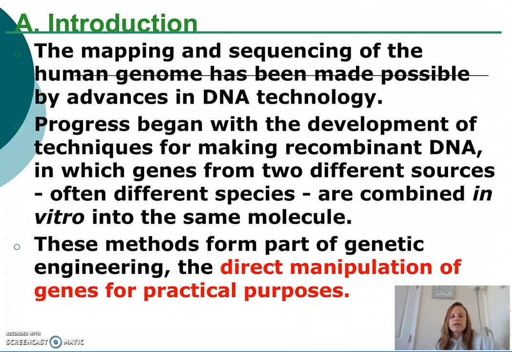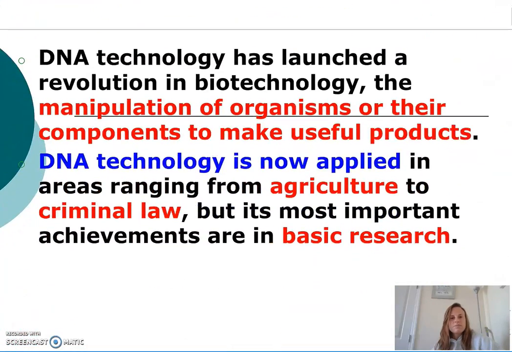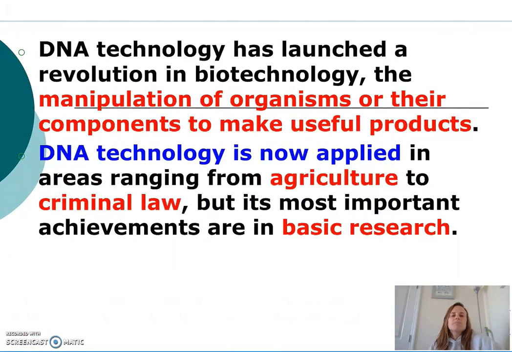It's the engineering of genes, where the direct manipulation of genes for practical purposes is what scientists do when they're genetically engineering materials. Another way of saying it is that the manipulation of organisms or their components to make useful products. Now, why would scientists care about genetic engineering? Because that technology, that DNA technology, is now applied in agriculture, in criminal law, in basic research. So it's applicable in a wide variety of industries.